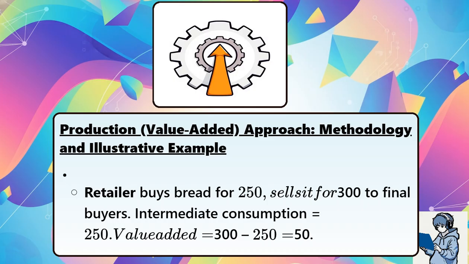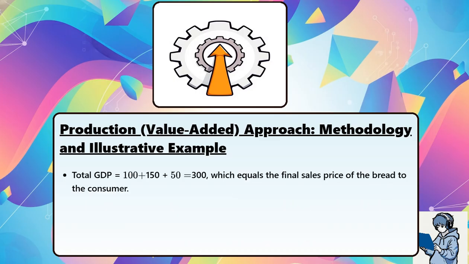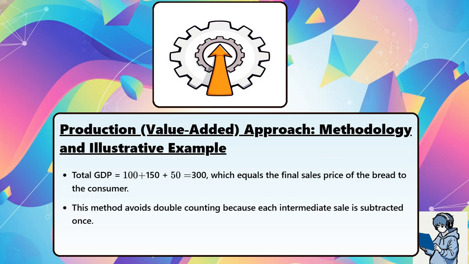Value added equals $300 minus $250 equals $50. Total GDP equals $100 plus $150 plus $50 equals $300, which equals the final sales price of the bread to the consumer. This method avoids double counting because each intermediate sale is subtracted once.